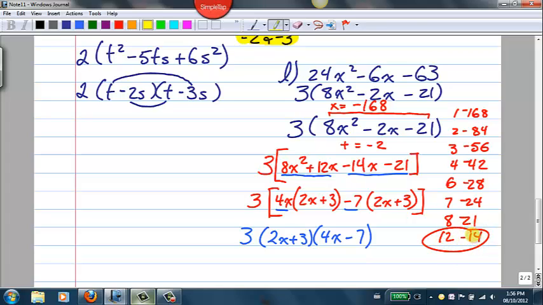So I use those two numbers to break up the middle term. I get 8x squared plus 12x minus 14x minus 21. Factor by grouping. Common factor of 4x leaves me with 2x plus 3, and 2x plus 3. Negative 7 times 2x is negative 14x. Negative 7 times 3 is negative 21. So my factors are 3, the common factor, 2x plus 3, and the leftover bits of 4x minus 7.